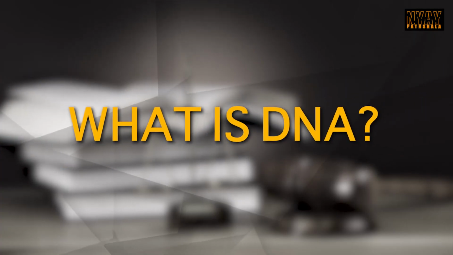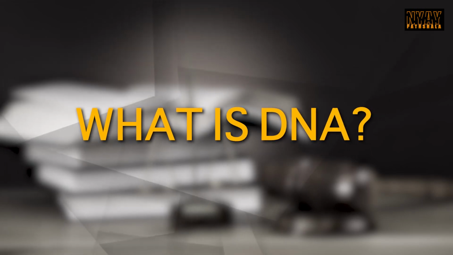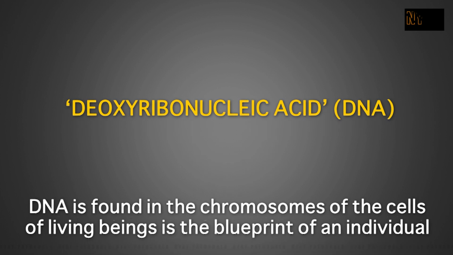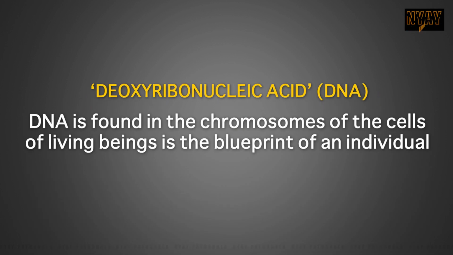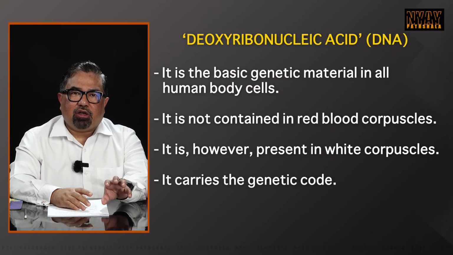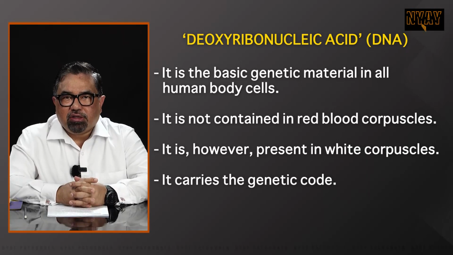So let us understand what is DNA. DNA means deoxyribonucleic acid, and in short we refer to it as DNA. And where is it found? It is found in the chromosomes of the cells of living beings, and it is considered the blueprint of an individual. And DNA is the basic genetic material in all human body cells.